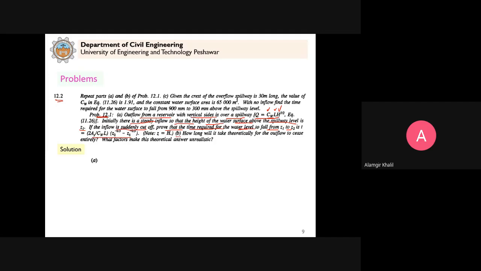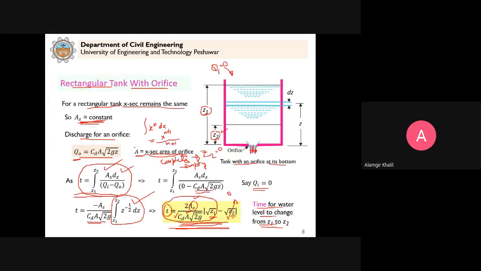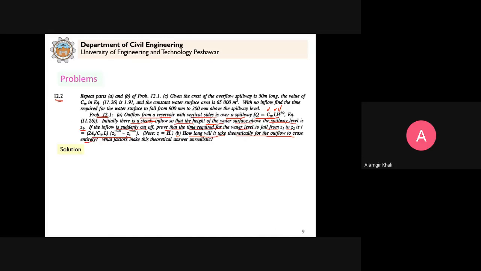And part B of the question is: how long will it take theoretically for the outflow to cease entirely? It means that Z2 is equal to 0. If the flow is going to cease on this orifice, what should the water level be? Zero, because if any level exists, flow will occur. So Z should be zero. Similarly for the weir, clear? In this case, H we are denoting by Z. So Z2 should be zero. Then in that case, flow will cease. It will stop.